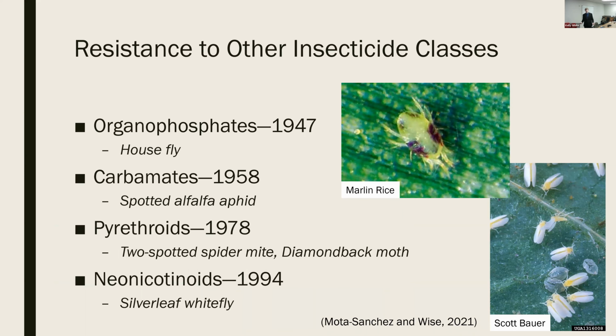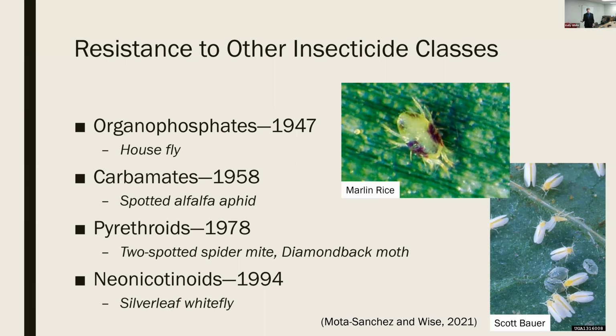Moving on to the other large insecticide classes, the first reported resistance to organophosphates was in 1947 and was found in housefly. The first reported case of resistance to the carbamates was in 1958 when spotted alfalfa aphid was reported as resistant to the carbamates. In 1978 was the first case of pyrethroid resistance.